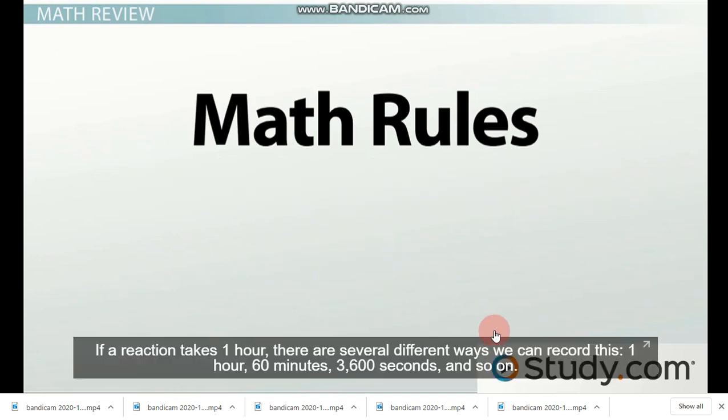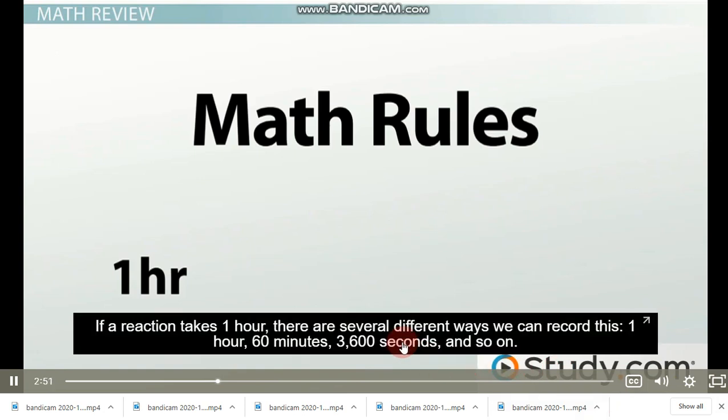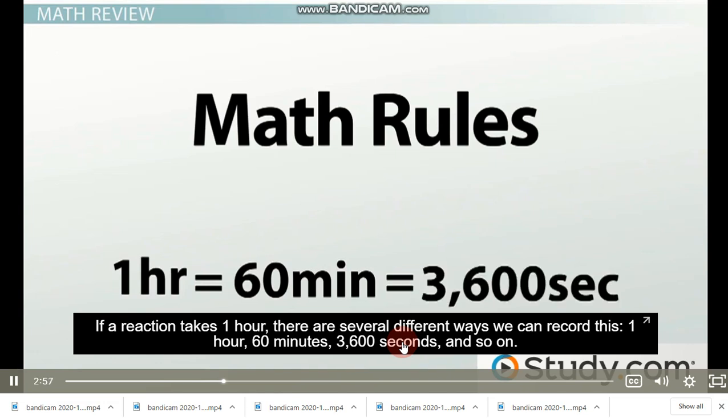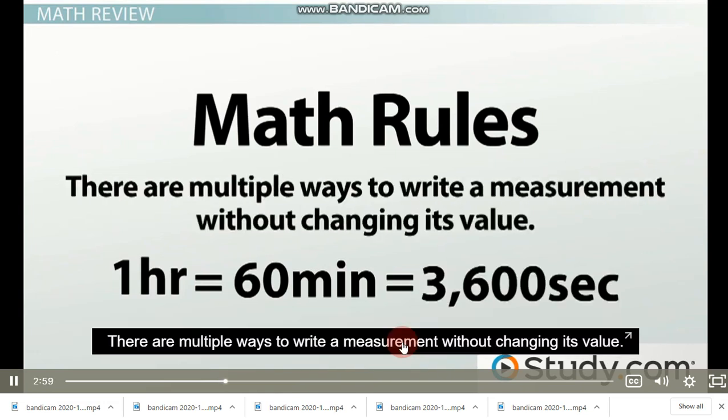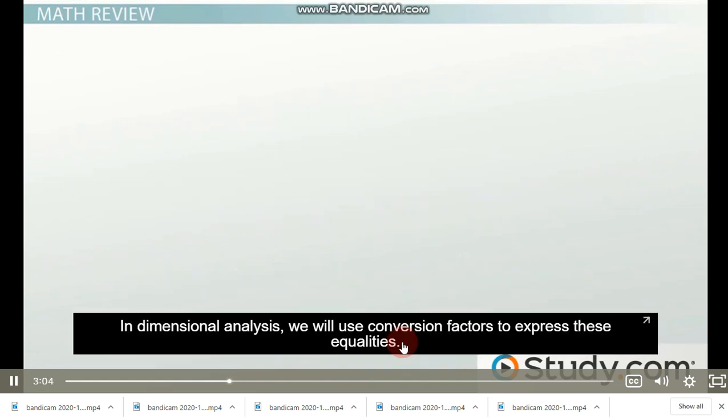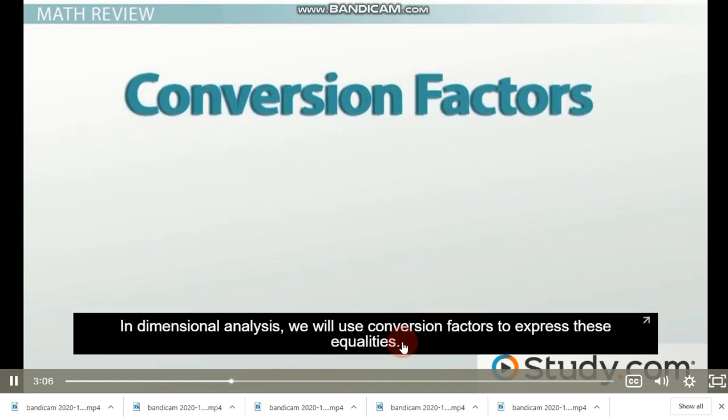If a reaction takes 1 hour, there are several different ways we can record this. 1 hour, 60 minutes, 3,600 seconds, and so on. There are multiple ways to write a measurement without changing its value. In dimensional analysis, we will use conversion factors to express these equalities.